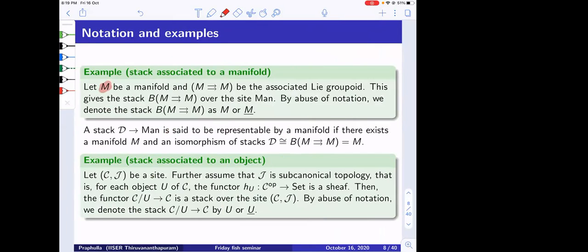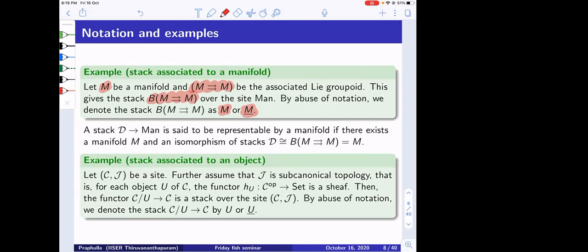You take a manifold M and consider the associated Lie groupoid. Here all structure maps are identity maps. As I mentioned before, for every Lie groupoid, you can associate the stack of principal Lie bundles. That's what this BMM is. By abuse of notation, we denote it by M or by M bar. So this is the stack associated to the manifold M.